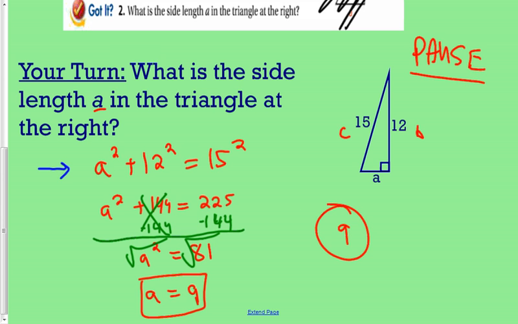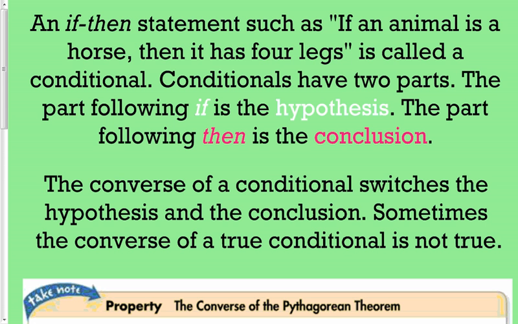There are no units there, so whatever units it would be. So that's how you use the Pythagorean theorem to find a missing side length. Now the second use we're going to have here deals with determining if something is a right triangle or not using the Pythagorean theorem.